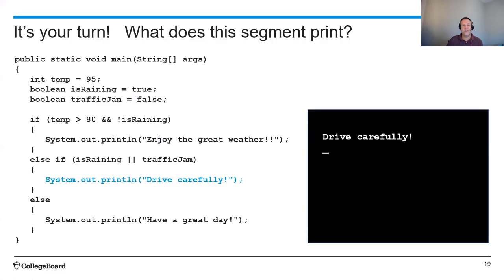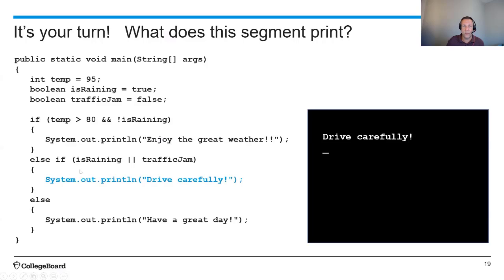Why? Well, let's evaluate. So I've got an integer called temp set to 95. I've got an is raining Boolean variable set to true and a traffic jam variable set to false. So the first if statement says if temp is greater than 80, which it is, and not is raining. I mean, is it not raining? Well, let's see. Raining is true. So not is raining is going to be false. So true and false, that doesn't evaluate to true. So I'm not going to print out enjoy the great weather.